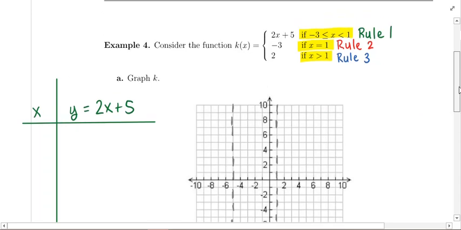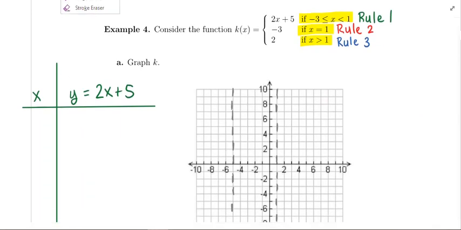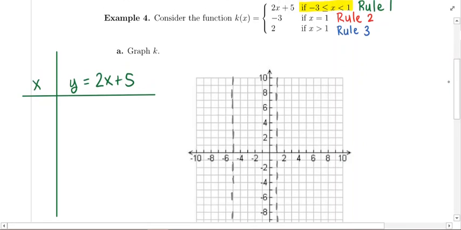Now, when we look at the rule here, we have to look at the if condition. Let me erase these 2 that we don't need. So we're looking at what's in yellow here. This rule, 2 times x plus 5, is valid only for x values between -3 and 1. It's a little different condition than we've seen previously because we don't have something like x is less than 1 or x is greater than or equal to 1. The x values are stuck between 2 numbers. So again, this rule is only valid between these 2 x values.